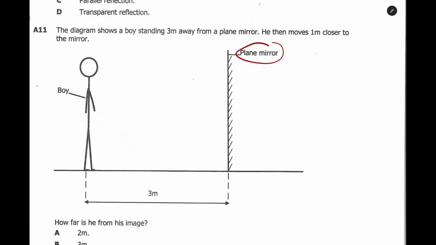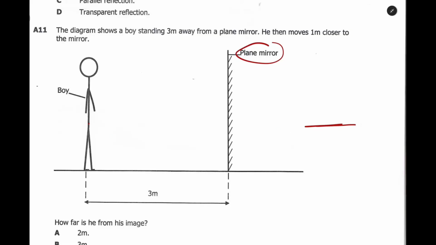Now, one thing you should know here are the characteristics of the image formed in the mirror. One of the characteristics is that the image and the object are always equidistant. In other words, the distance where the object is and where the image is are the same. So here, where the boy is standing 3 meters away from the mirror, even the image is 3 meters away behind. I guess you get that.